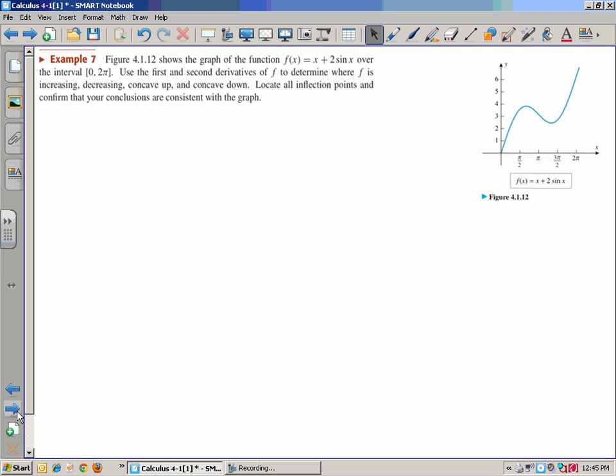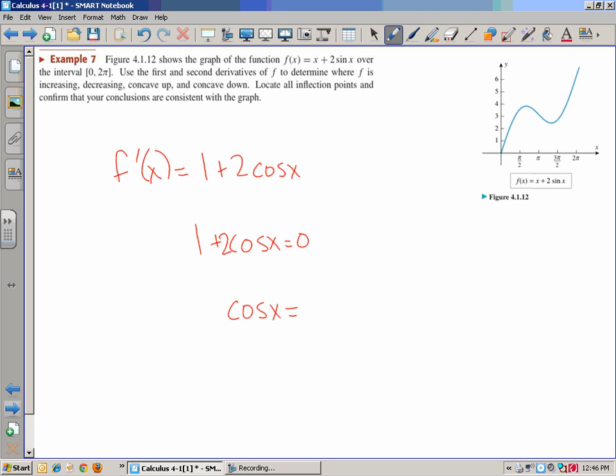Okay, last example, I believe. Turning my notes just to make sure. Nope, I have 2 more examples. Okay, so the first thing we're going to do, take the derivative. Take the derivative, set it equal to 0. Solve for my variable.